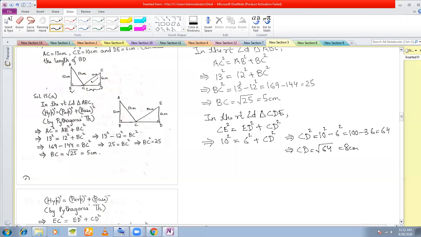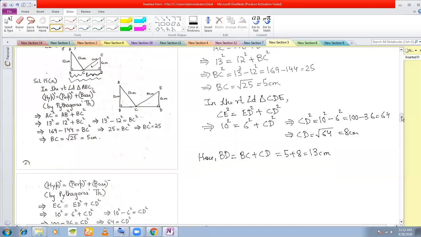So we know this length BC and we also know CD. Hence, the question is to find the length of BD, this entire length. Hence, BD is equal to BC plus CD, 5 plus 8, which is 13 centimeter. Any questions? No, sir.